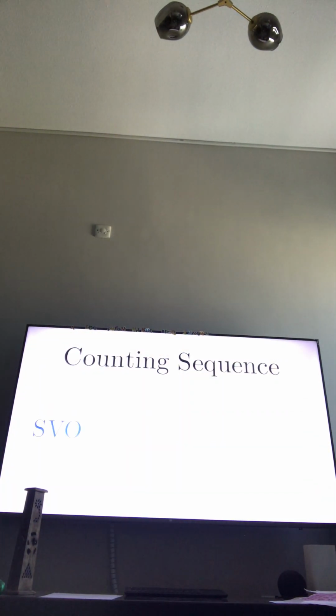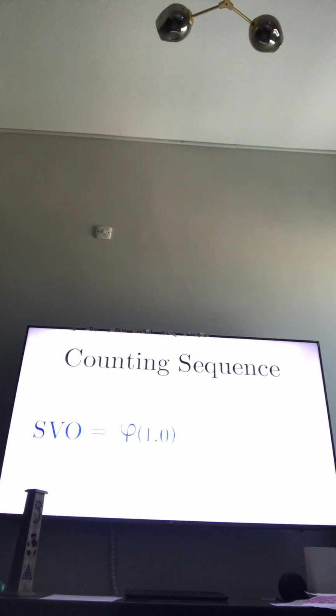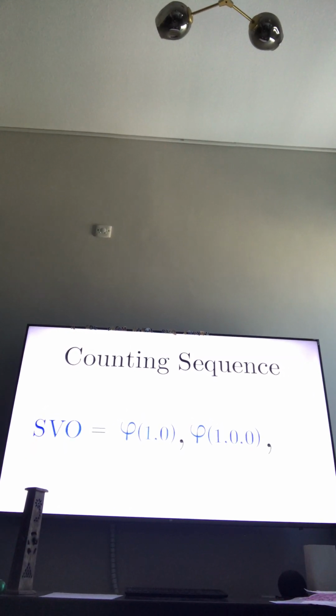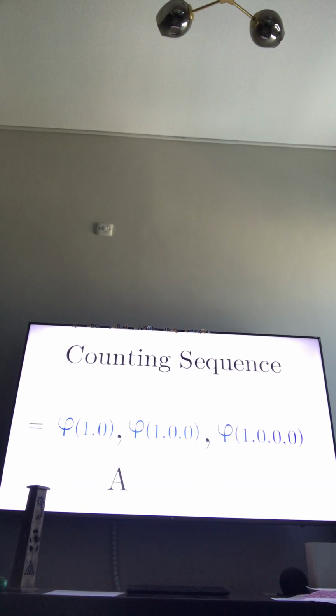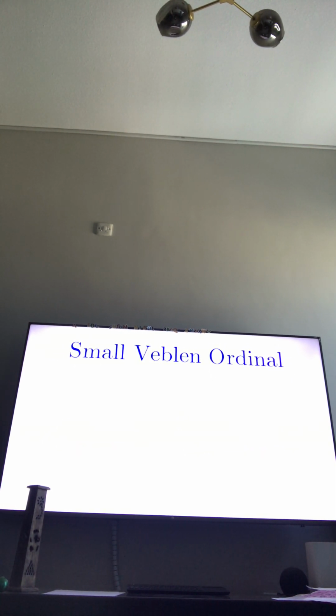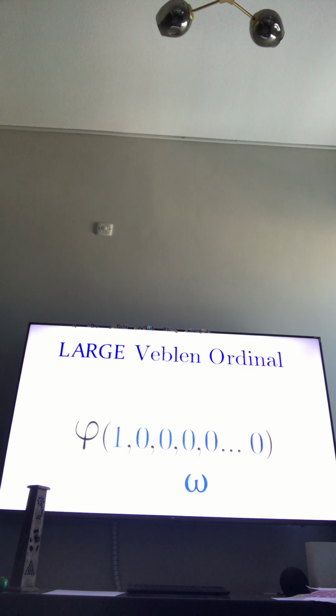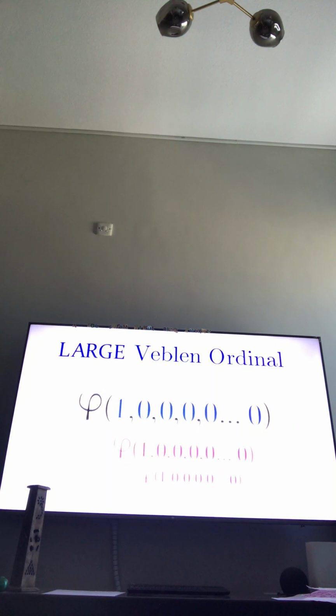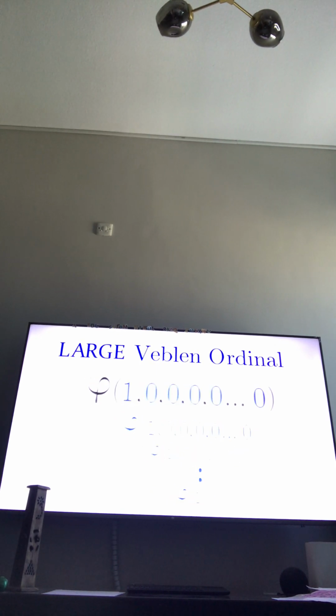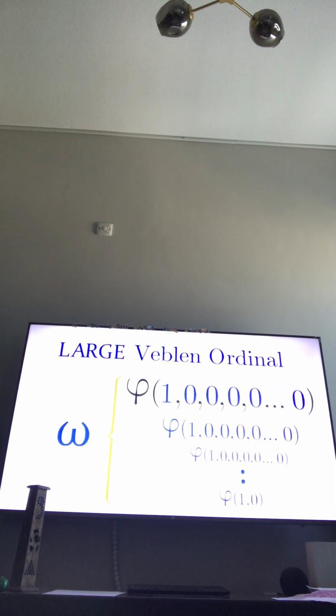The counting sequence for SVO is equal to phi 1, 0, phi 1, 0, 0, phi 1, 0, 0, 0, and so on. So FSVO of 4 is equal to phi 1, 0, 0, 0, 0. The small Veblen ordinal is phi 1 followed by a mega number of arguments. Then we have the large Veblen ordinal, which is 1 followed by this many arguments. The large Veblen ordinal has a mega number of nestings.